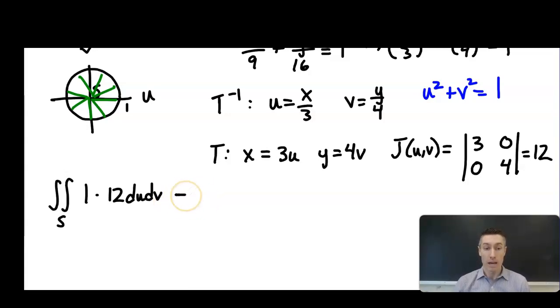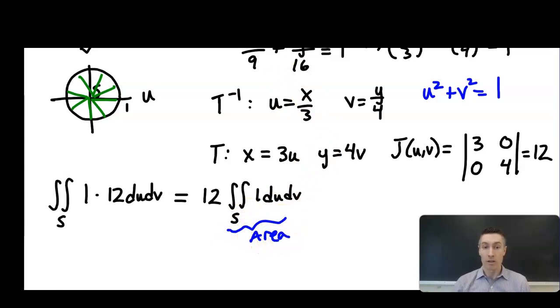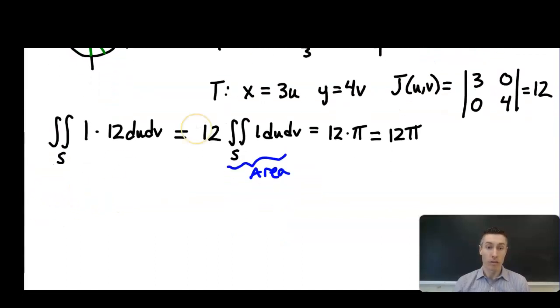So here, we actually don't have to do any integration at all. If we factor out the 12, double integral over the region S of 1 du dv, this piece here is just area. So the area of the circle of radius 1 is just pi. So 12 times pi, which is 12 pi. Now, had we wanted to actually integrate or needed to integrate, say this function was not just 1, then you would go to polar.